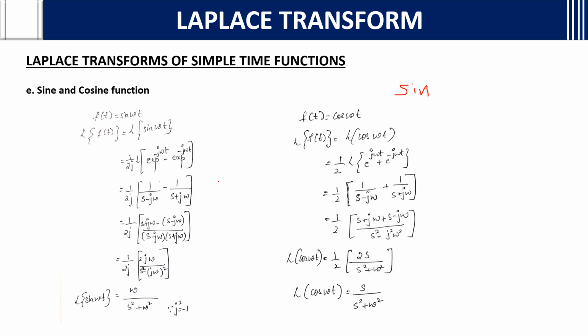If you know this formula, sine theta we can write as e power j theta minus e power minus j theta by 2j. We can write sine theta in this form. Whereas cos theta, how can you write? Similarly, e power j theta plus e power minus j theta by 2 for cos theta.